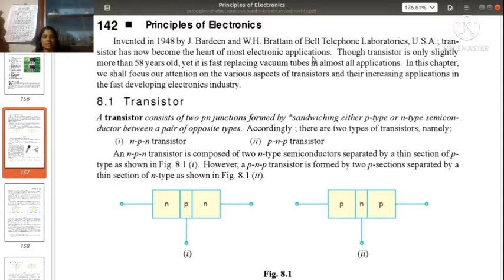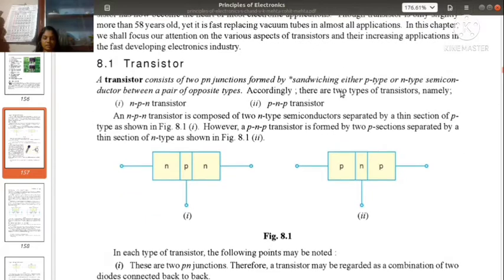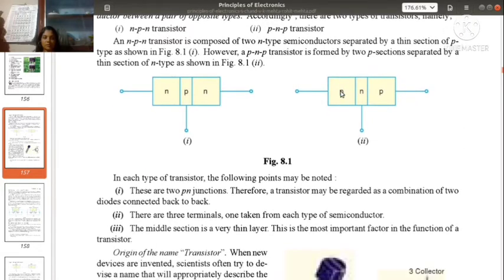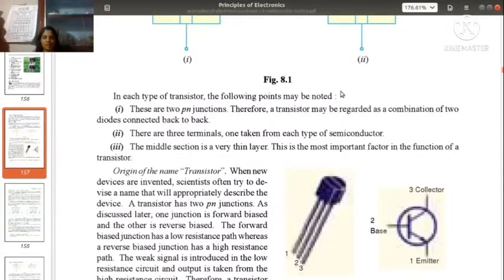Likewise, transistors form the heart of electronics. Though the transistor is only slightly more than 58 years old, it is fast replacing vacuum tubes in almost all applications. In this chapter, we shall focus our attention on the various aspects of transistors and their increasing applications in the fast developing electronics industry. So it shows the importance of the transistor in electronics.